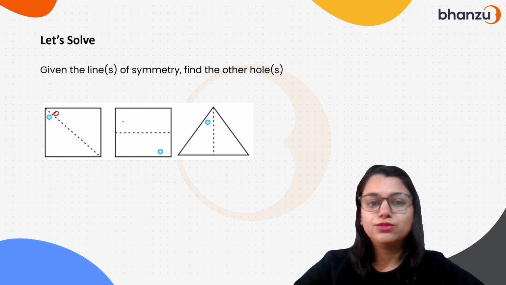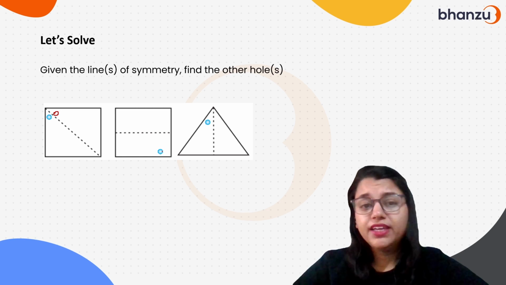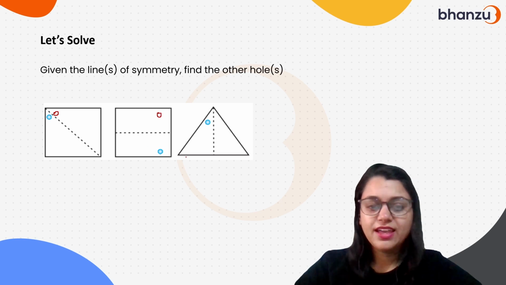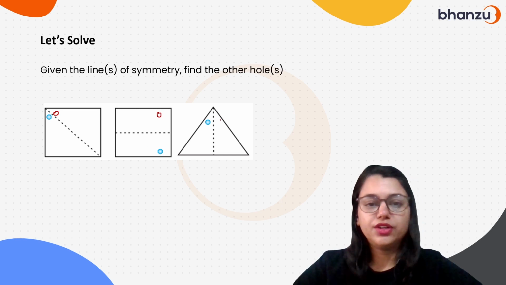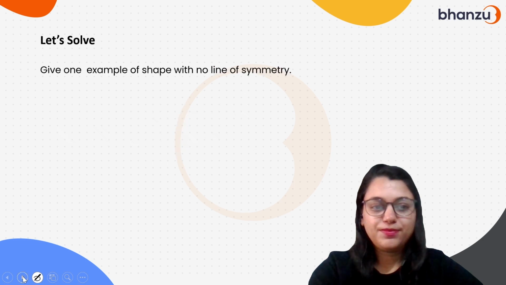Similarly, if you look at the square, this is the line of symmetry here and this is the first hole. So again, the second hole will be the mirror image of it. So it will be somewhere here. And in the third figure, we are given a triangle with this as the line of symmetry. So this is our first hole. So the second hole will be present here. Understood? Wonderful. Let's try the next question.